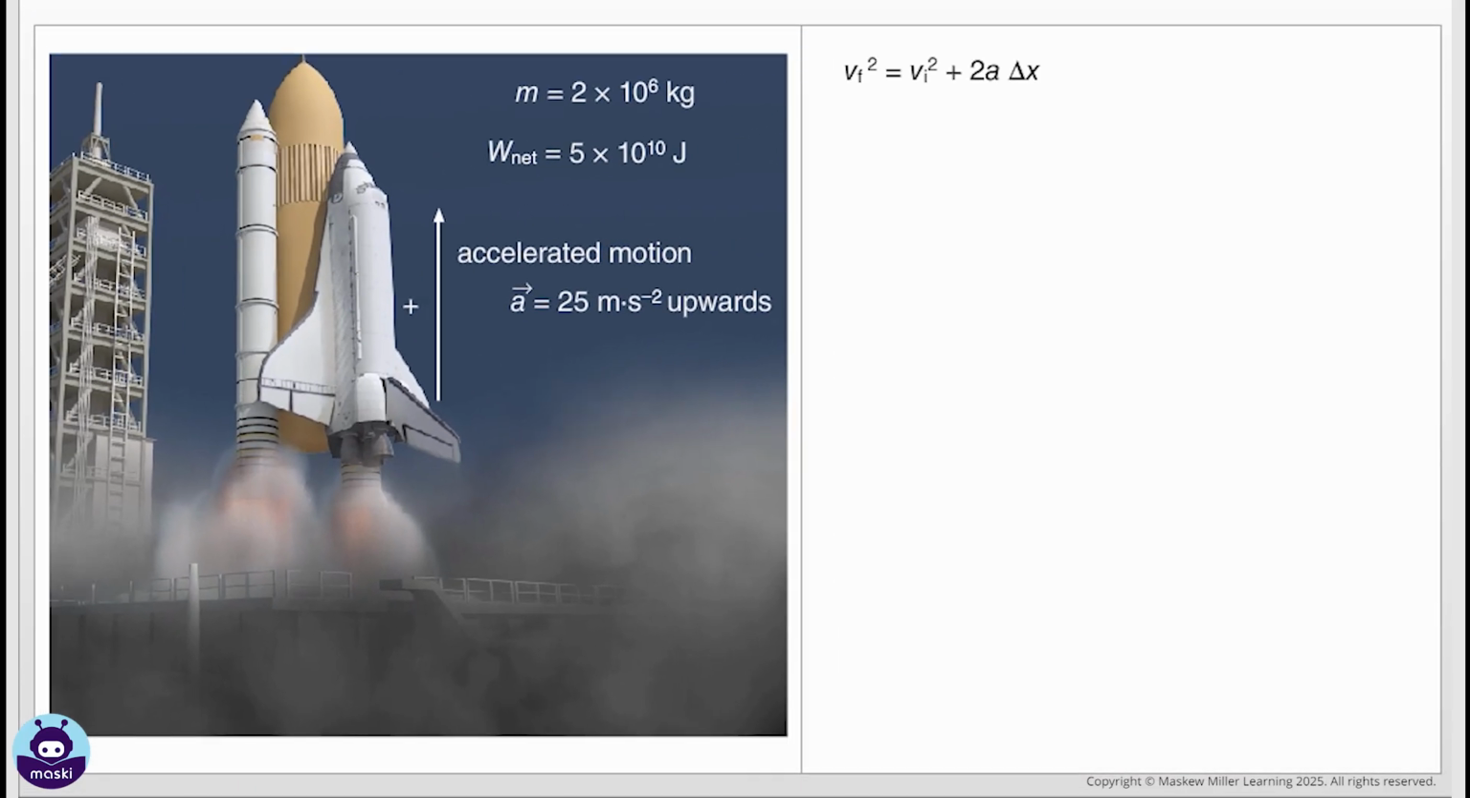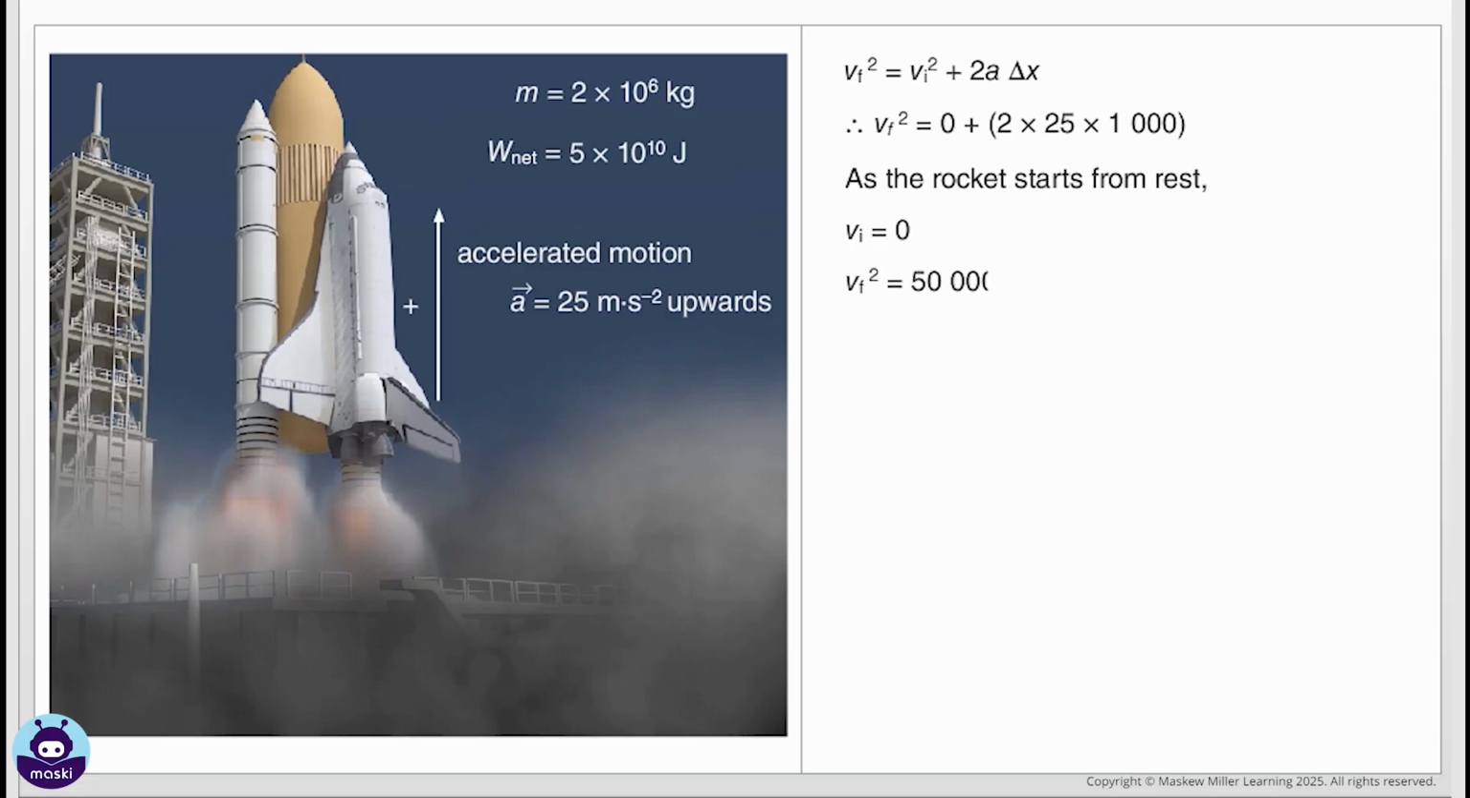V final square equals Vi square plus 2a delta x. Therefore, V final square equals, as the rocket starts from rest, V initial equals 0. V final square equals 50,000. Therefore, V final equals 223,61 meters per second.